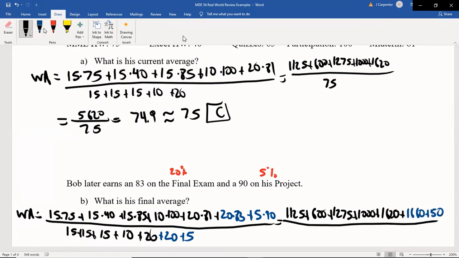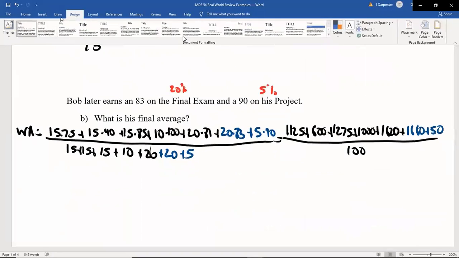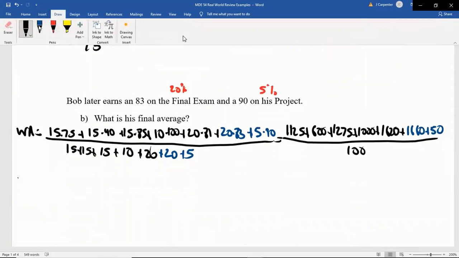Now I'm going to go ahead and combine the bottoms. The original denominator was 75. We're now adding a 20, which is 95, and another 5, which is 100. Shouldn't really be a surprise. When you have a full class, you're accounting for all 100 percentage points. So our weighted average.